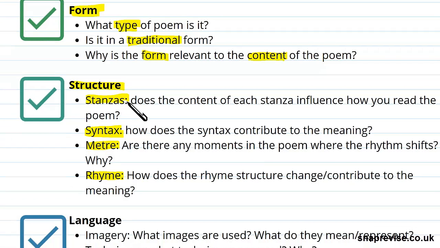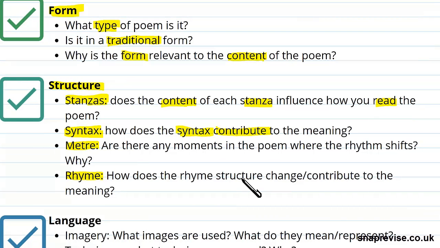Questions we have to ask ourselves about stanzas are, does the content of each stanza influence how you read the poem? How does the syntax or sentence structure contribute to the meaning? Are there any moments in the poem where the rhythm shifts, and why? How does the rhyme structure change or contribute to the meaning?